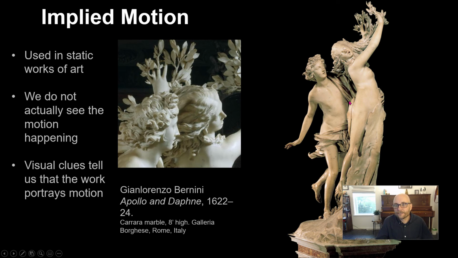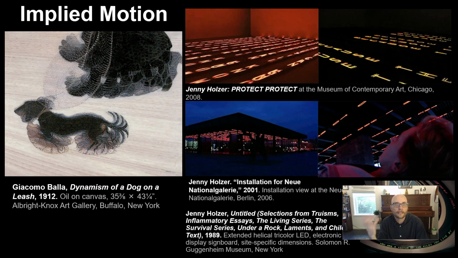But we get this feeling that she is literally not only running away from him, but transforming, as we can see these leaves springing from her fingertips as she flees from him. Now, of course, nothing is actually moving. It's all implied. But because of the position of the arms and legs, because of the twisting of the torsos and the bodies, because of these leaves emerging from her fingertips, we get this implied motion.